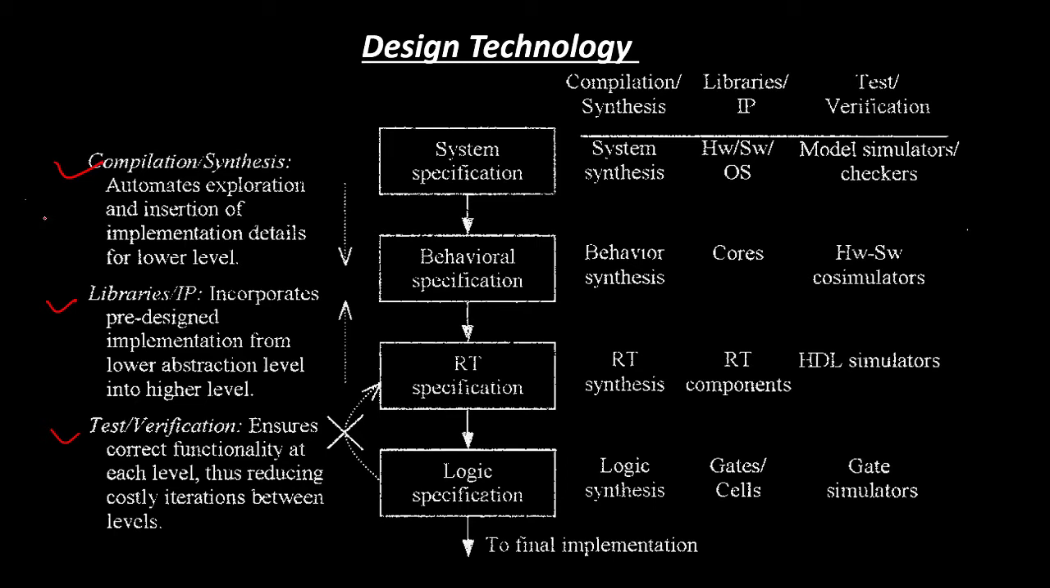So first, coming up on compilation synthesis. Compilation or synthesis lets a designer specify a desired functionality in an abstract manner and automatically generates lower level implementation details. Describing a system at high abstraction levels can improve productivity by reducing the amount of details, often by an order of magnitude, that a designer must specify.